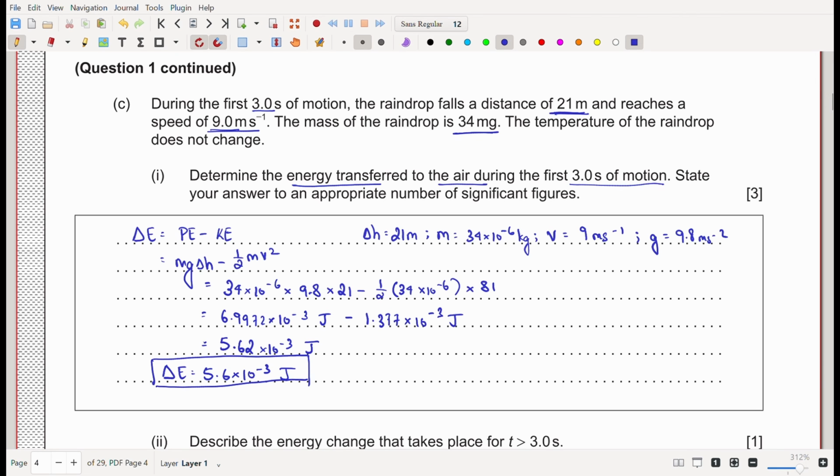Now, make sure to keep in mind your significant figures at all times, guys, because examiners may mark you very critically based on that. And just write out 2 SF.